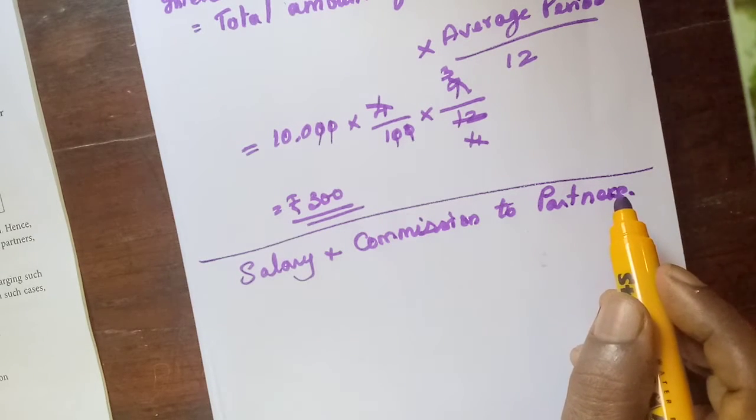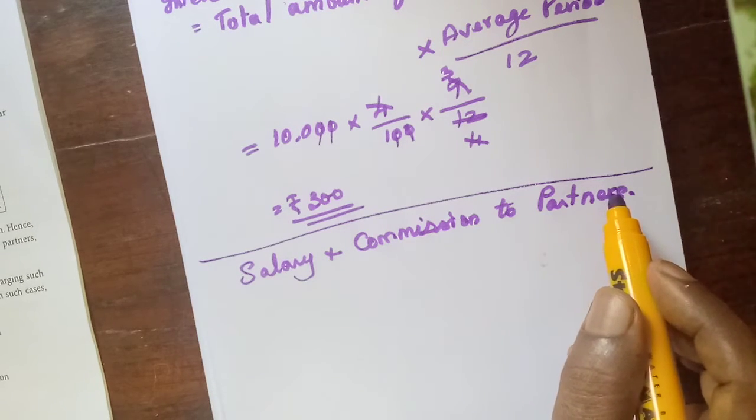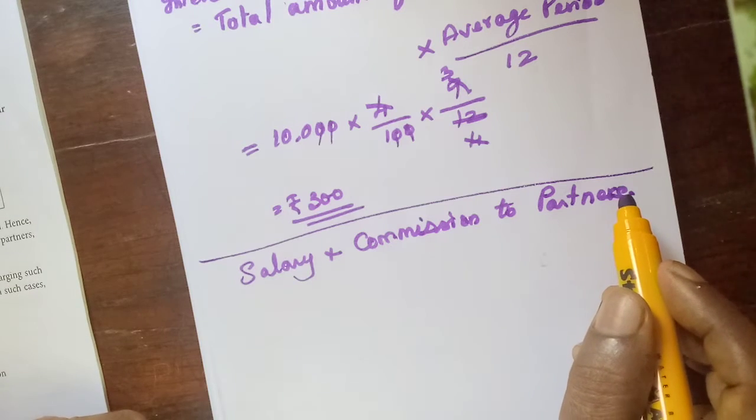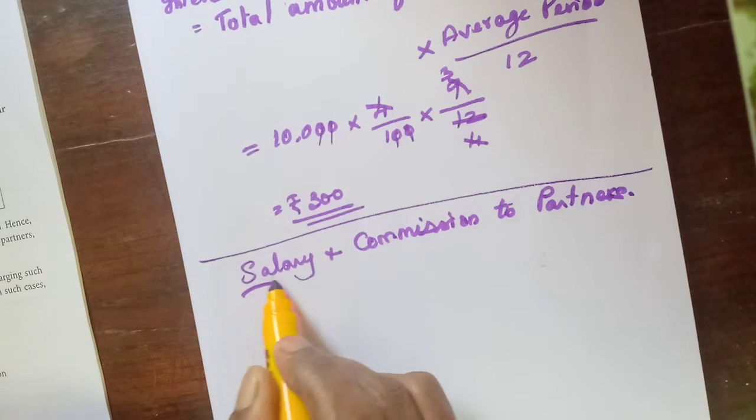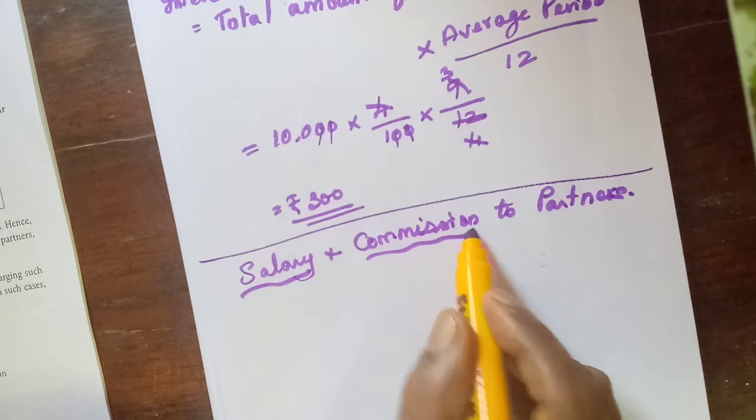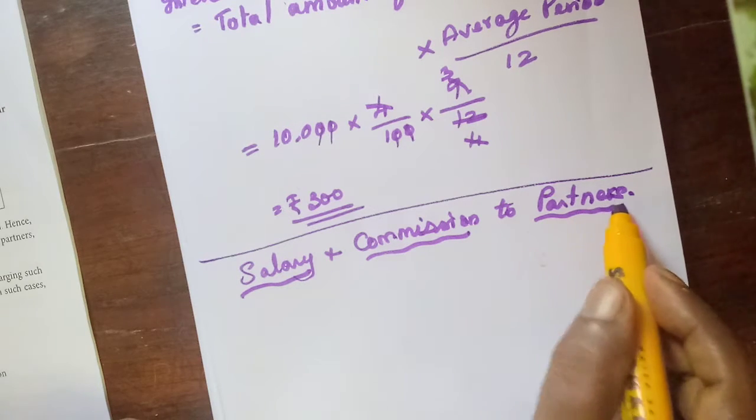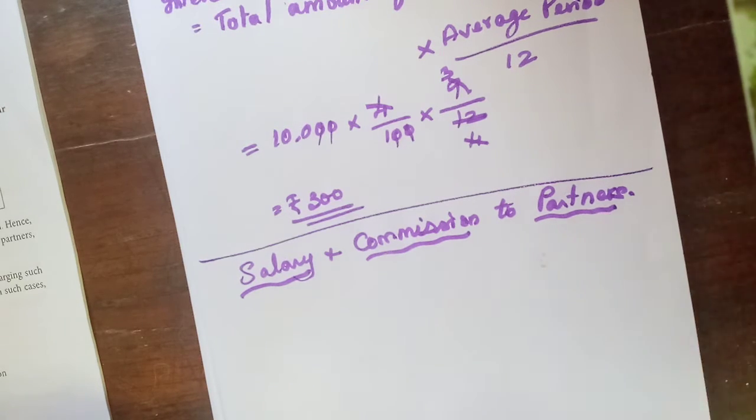Salary and commission to partners. We have studied that salary and commission are given to the partners only if there is enough profit. That also must be stated in the partnership deed. The details of their commission percentage or salary must be given in the partnership deed.